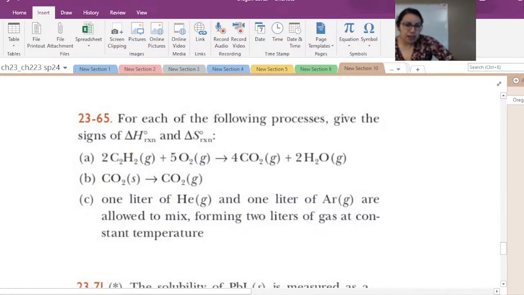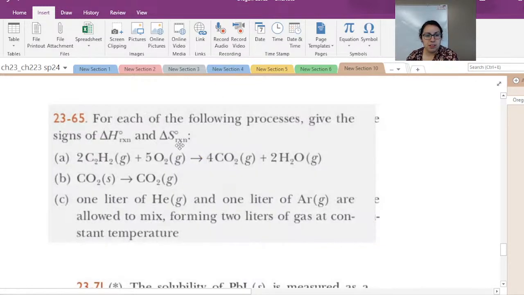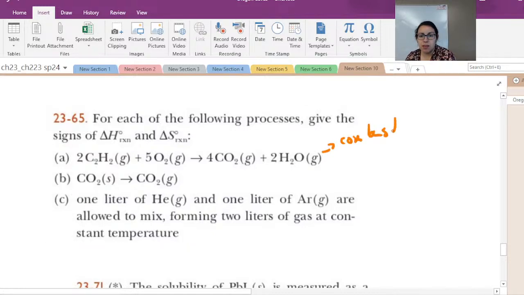So let's look at A. So what kind of a reaction is A? I guess a combustion reaction. Yeah, so it's a combustion reaction. That was your biggest hint, right? And so in a combustion reaction, what's the sign of the heat exchange? Negative, since heat's being released. So delta H is negative. So exothermic reaction feels hot.